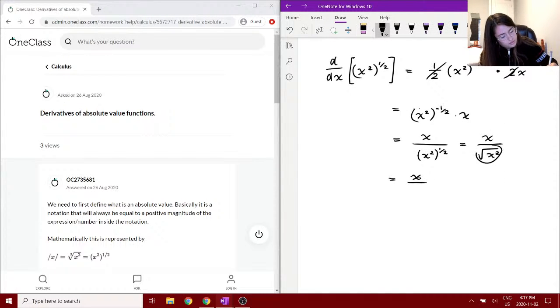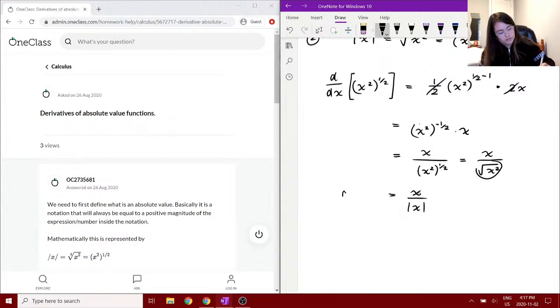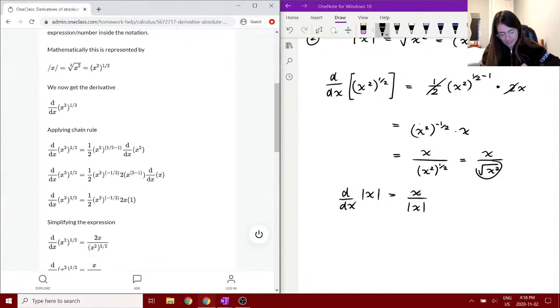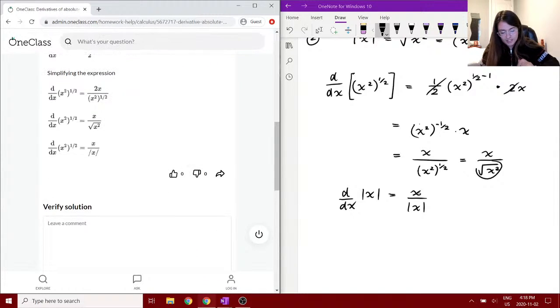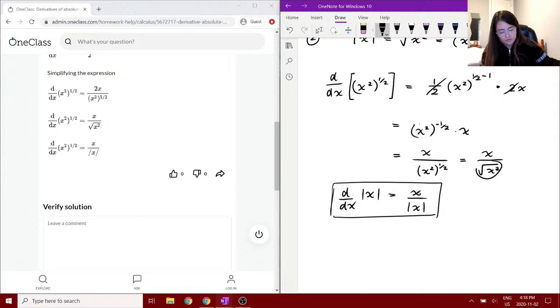So the derivative is equal to x over the absolute value of x. The derivative of the absolute value of x is equal to x over the absolute value of x. Okay. Going through this solution here, they came up with the same thing. So we're good to go.